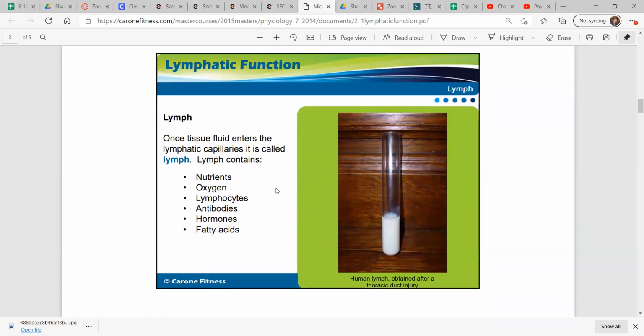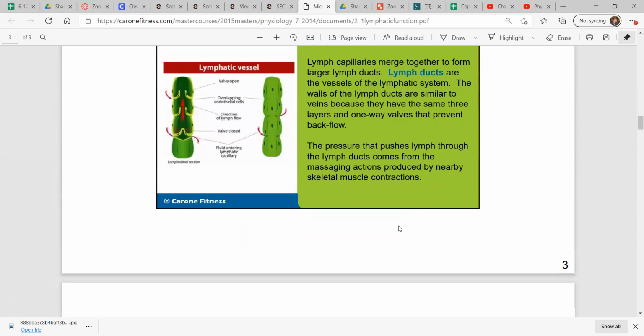Lymph. Now, once tissue fluid enters the lymphatic capillaries, it is called lymph. Lymph contains nutrients, oxygen, lymphocytes, antibodies, hormones, and fatty acids. And here's a picture of human lymph obtained after a thoracic duct injury. It's kind of white and cloudy.